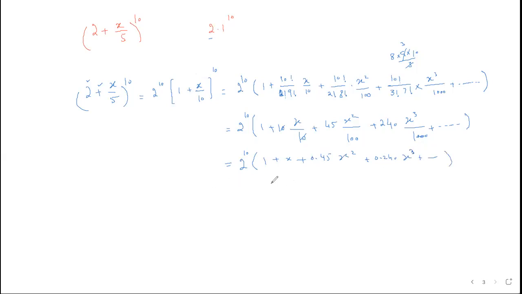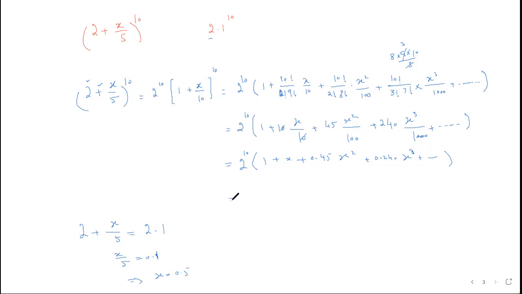Okay, now we need to find the value of x. How can we find the value of x? We know that we want to calculate 2.1 power 10. It means 2 plus x divided by 5, we consider that it is 2.1. Then it means x divided by 5 is equal to 0.1, isn't it, Hope? Okay, and it means x is equal to 0.5, isn't it, Hope? Yeah. Yes.